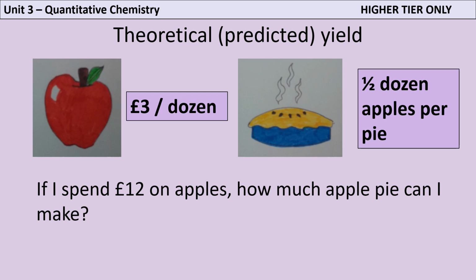The first thing you'd do is work out how many apples you can buy for that money. So this is our mass is Mr mole equation. We would figure out, based on the mass we've got, what's the mass of a single mole, and therefore how many moles do we have.